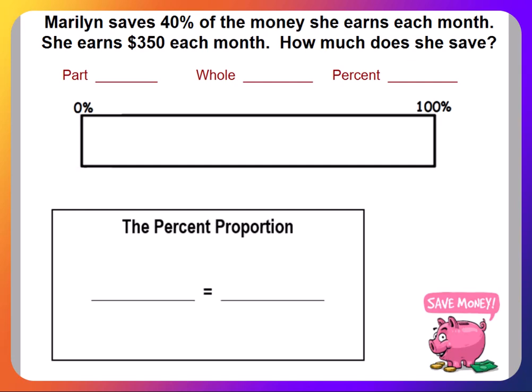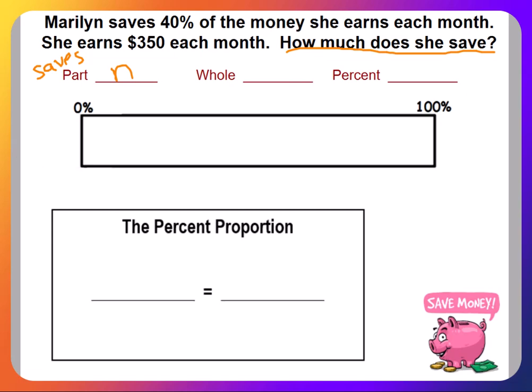Okay, Marilyn saves 40% of the money she earns each month. She earns $350 each month. How much does she save? Okay, so we talked about how we need to go through the problem and identify what is the part, what represents the whole, what is the percent, what we're looking for. Well, if I look at my question, it's asking, how much does she save? It doesn't ask what percent she saves. It says, how much does she save, meaning how much money. That is the part that we're looking for. So the part is our unknown variable n, and it represents the savings, how much she saves.